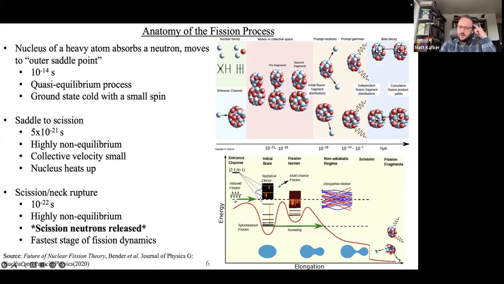Okay, so let's first draw our attention to this figure on the top here. We have time moving left to right. The purpose of this figure is to outline all of the various pieces that go into the fission process. So we'll go over it quickly and then slowly.